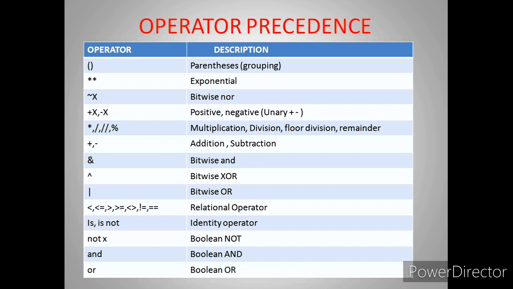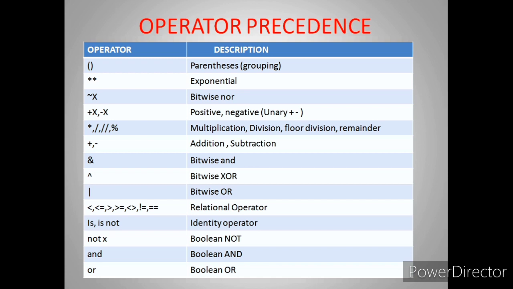After this come the relational operators, and again we have another type of operator, that is, is and is not. It is the same as is equal to, is not equal to. In place of double is equal to, the relational operator, we can use the identity operator is. Not equal to, we can say is not. It operates the same way. Then we have not x, that is the boolean not, then boolean and, and the last priority is or, that is boolean or. So this is the priority of execution.